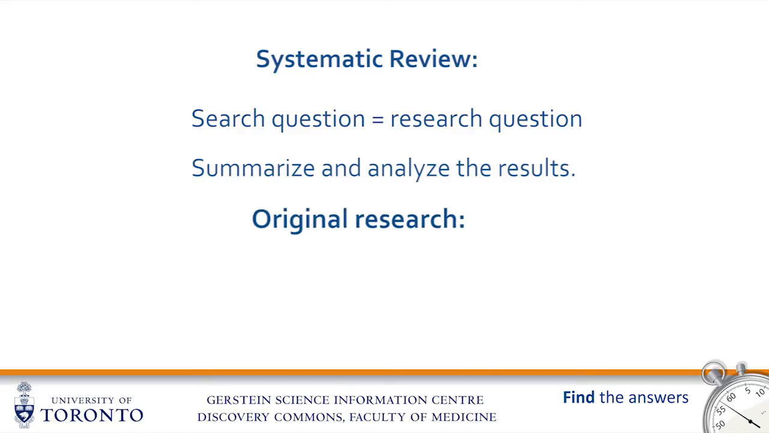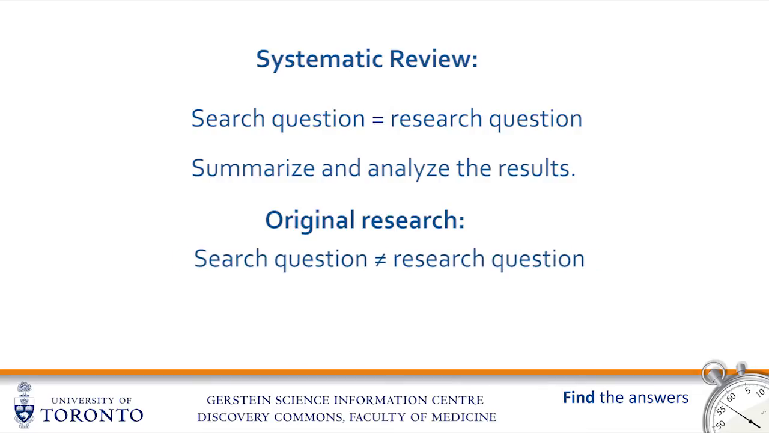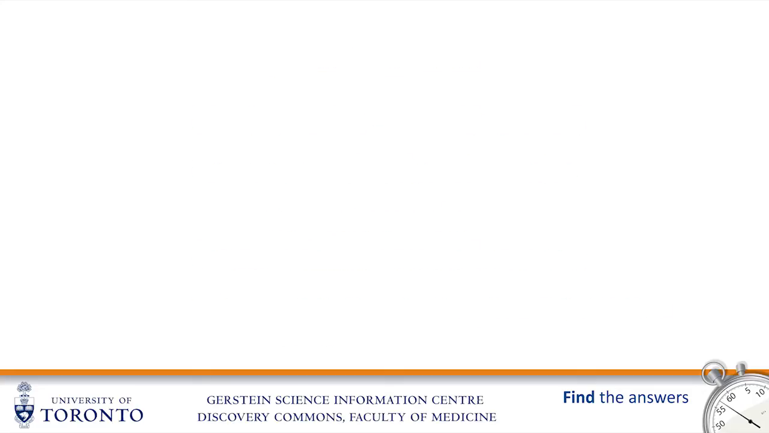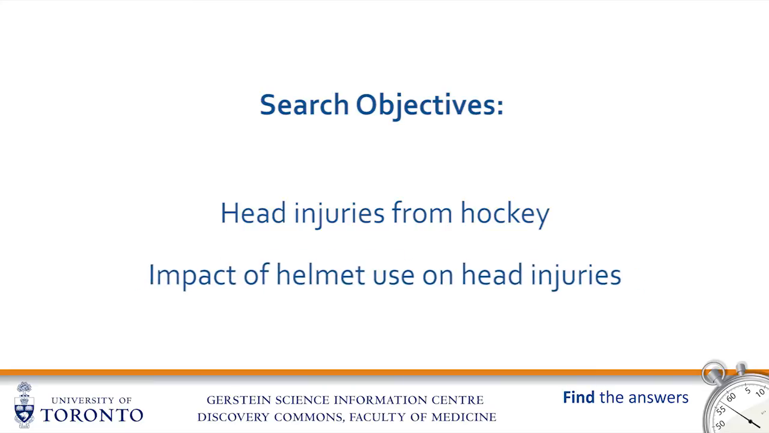When you're doing original or primary research, you're likely to be the first studying something, so there won't be any articles in existence that match your research question. So you need to think, what literature will help me justify my research and form a hypothesis? For my lit review for this original research project, my search objective is to find evidence for head injuries resulting from playing hockey or other contact sports. I'd also like to see if studies have been done on the impact of helmet use on head injuries.